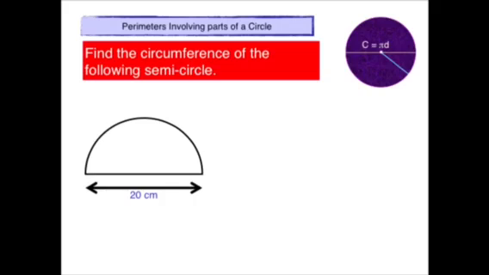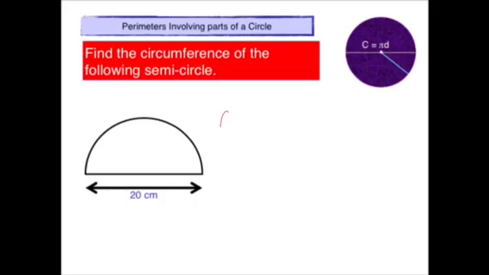This question asks us to find the circumference of the following semicircle. It should ask us for the perimeter of a semicircle. That's the whole way around. But you'll notice that we know what the diameter of the semicircle is. And if you imagine that we want to find that curved part of it, that curved part is half of the circumference, the whole way around the circle.